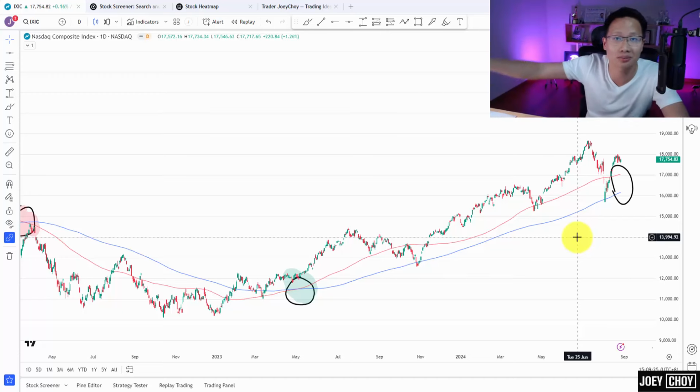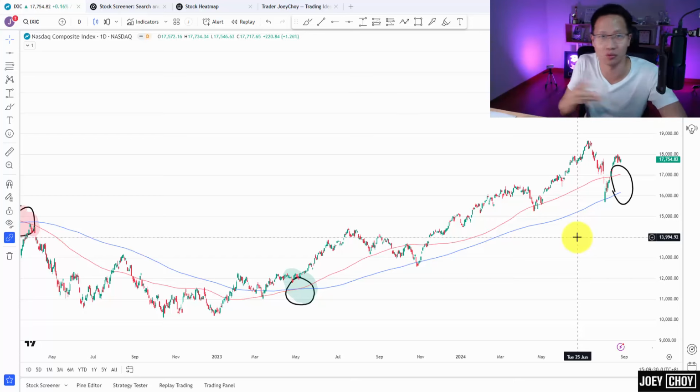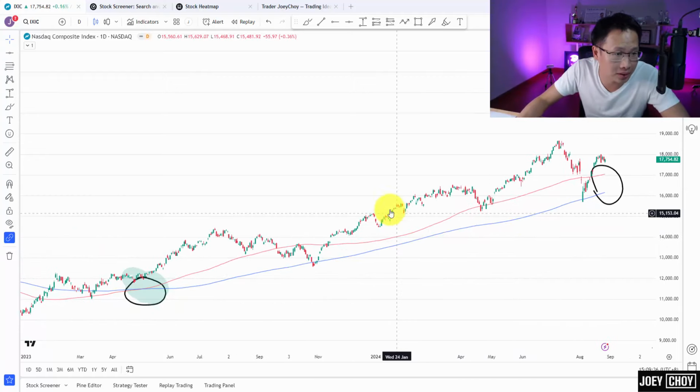So it doesn't mean a longer term uptrend means you go up every day and you go up forever. No, right? In the short term, like a week or 2 or 1 month or 2 months, we can also see weakness in the short term. And look at this right over here. So this is like maybe the Nasdaq.